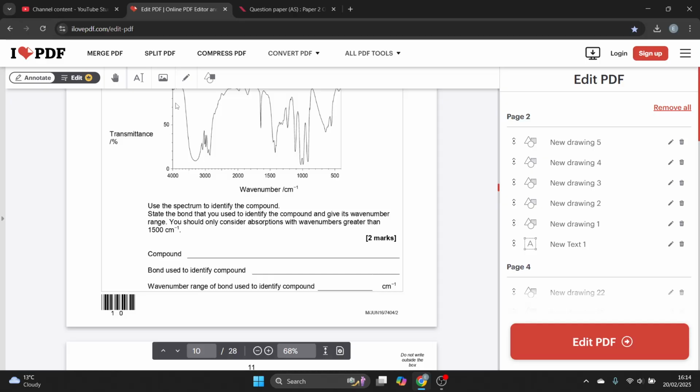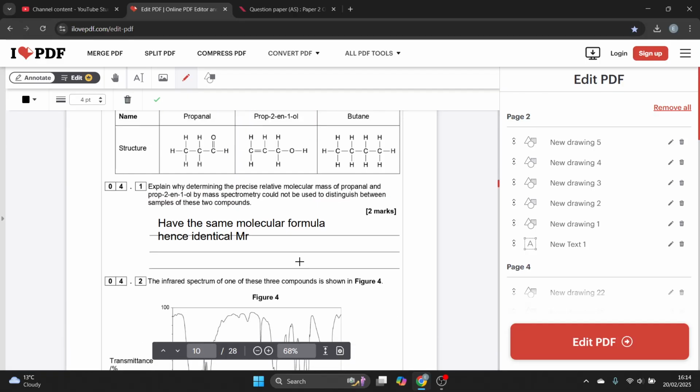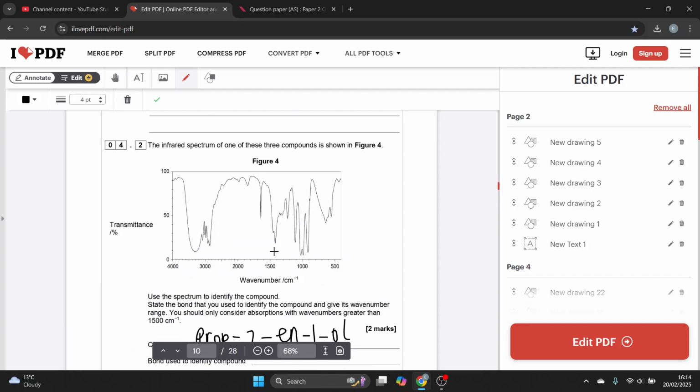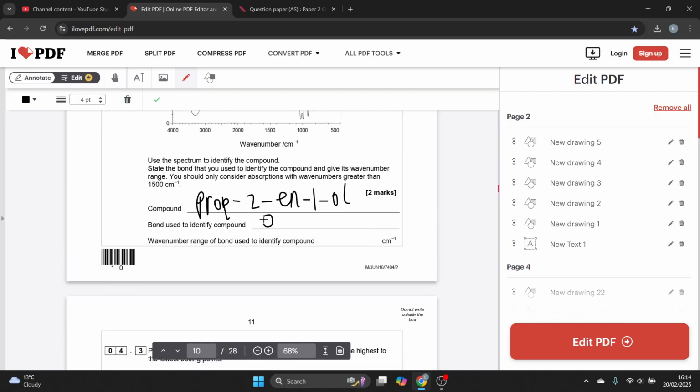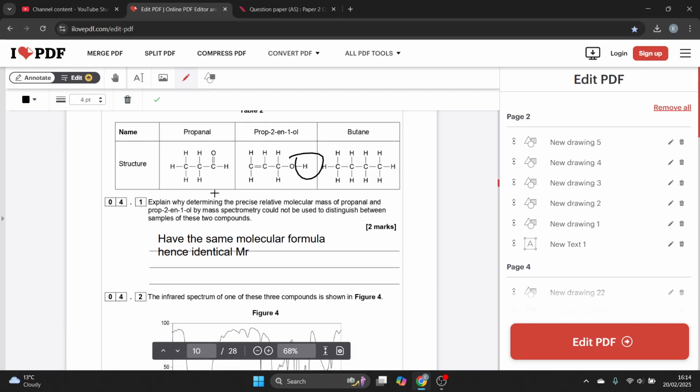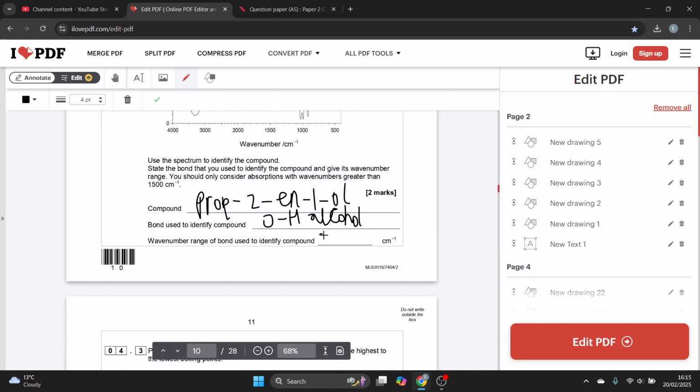Use the spectrum to identify the compound. Okay, it's going to be prop-2-en-1-ol because of the OH alcohol group, and that's the only one that has this OH from the alcohol. So you could say the bond used to identify it is the O-H of the alcohol, with a wavenumber range of 3230 to 3550 centimeters to the power of -1.